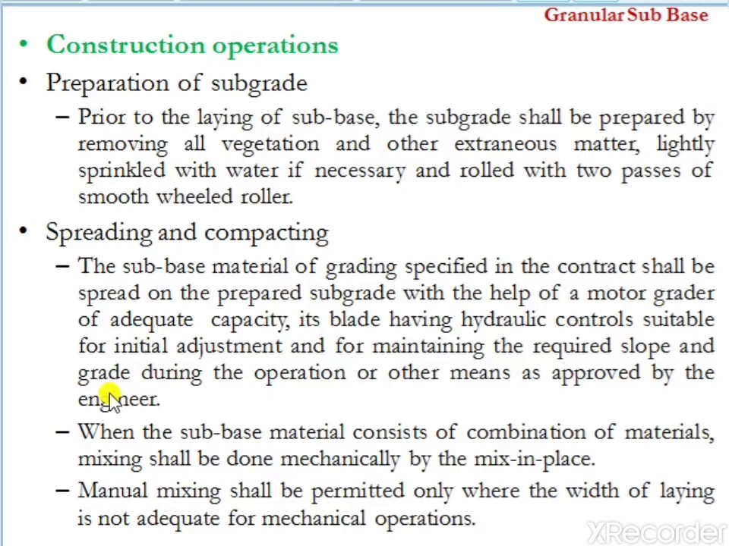Manual mixing shall be permitted only where the width of laying is not adequate for mechanical operation. So we should mix the materials, in case of a combination of materials, in site by using mechanical means. That is our first condition. Suppose mechanical operation is not possible in the site due to inadequate width, then in such cases the materials can be mixed manually if it is permitted.